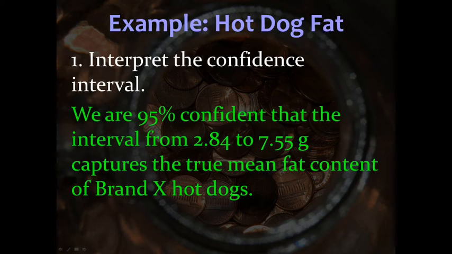So here is the format that you're going to use. We're 95% confident, that states the confidence level, that the interval from, in this case, 2.84 to 7.55, whatever your interval is, with the units, captures the true parameter value of the population characteristic you're trying to measure. In this case, the true mean fat content of brand X hot dogs. So remember this format.